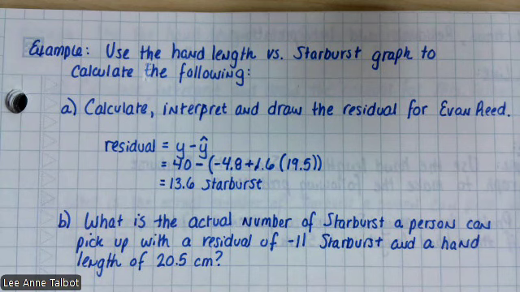So what this is saying is that Evan picked up 13.6 more starbursts than the line would have predicted for him. That's almost as many starbursts as I picked up myself.